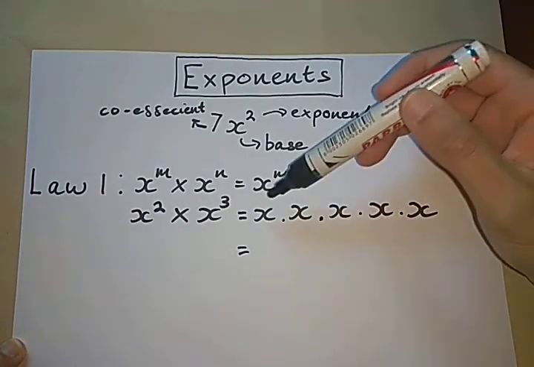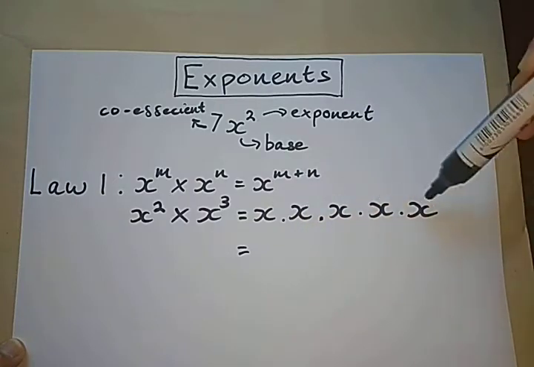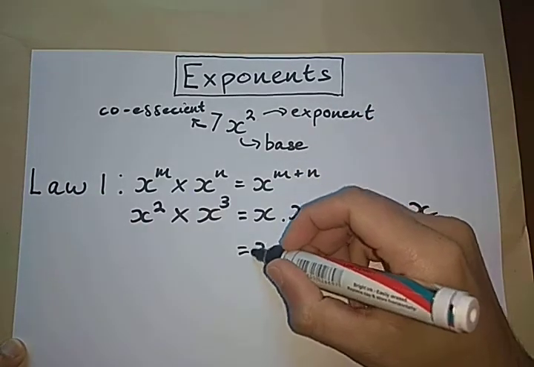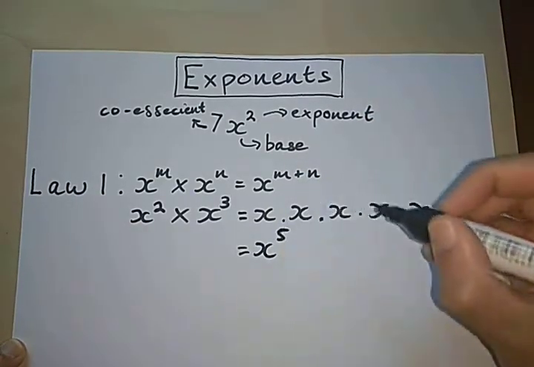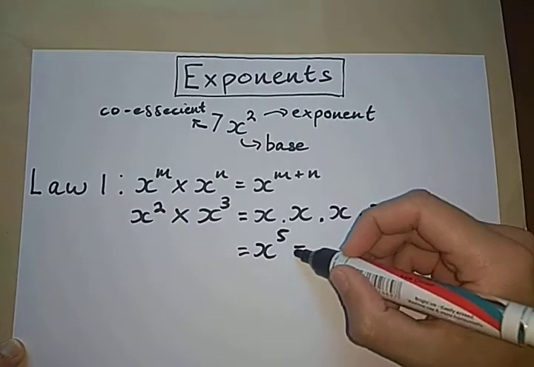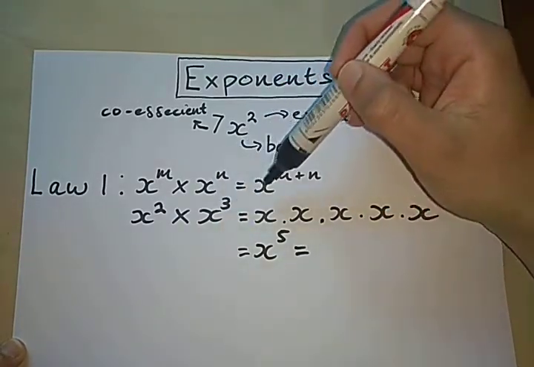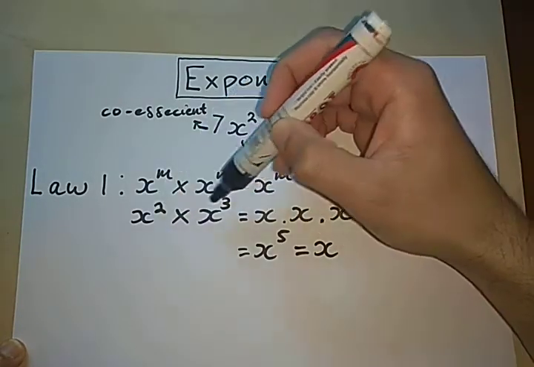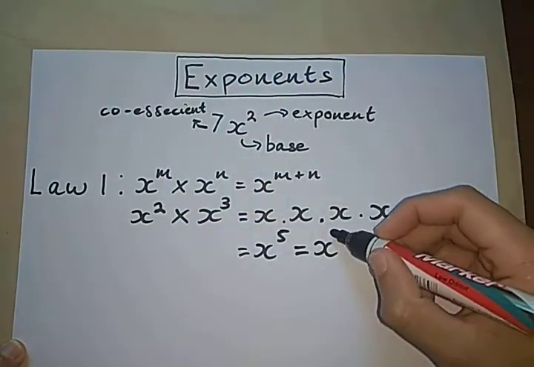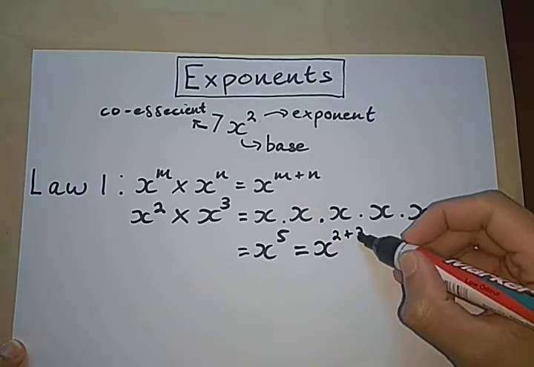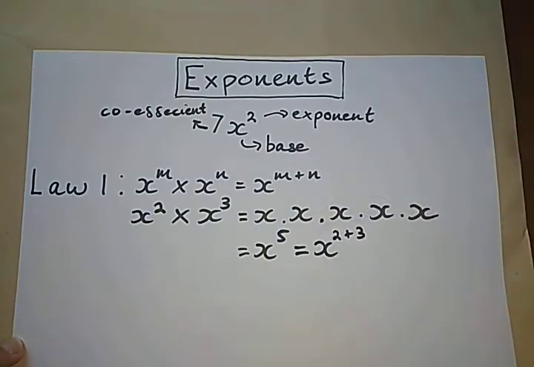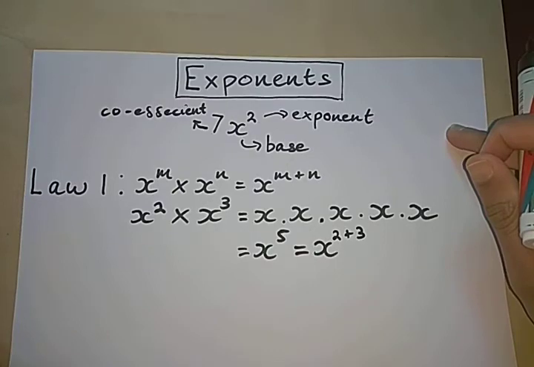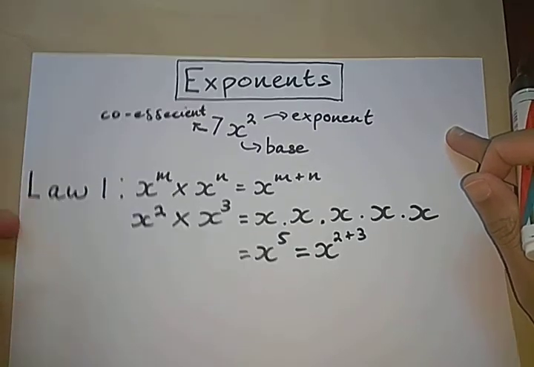Well, I can go ahead and count these. 1, 2, 3, 4, 5. Therefore, my answer would be x to the power of 5. Or I could use my law and say that it is x to the power of 2 plus 3. And that's a direct use of the first law of exponents. Let's go ahead and take a look at the second law.